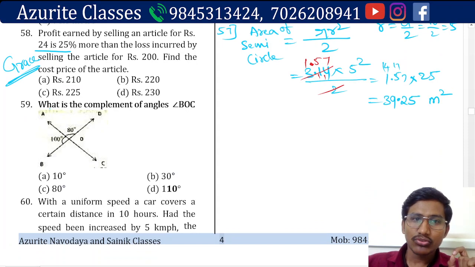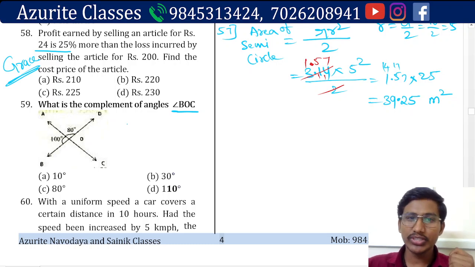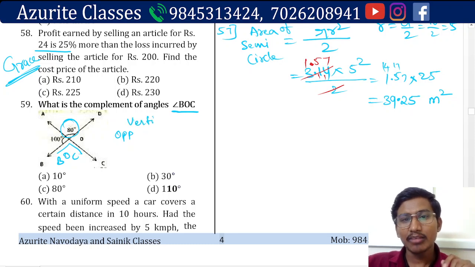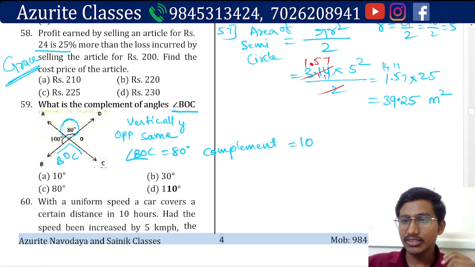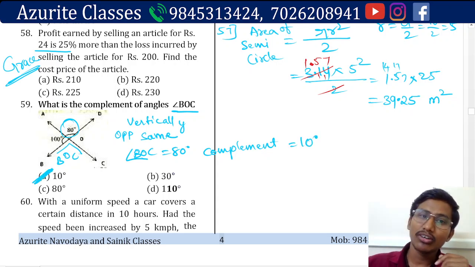Now 59. So what is the complement of angle BOC? Where is angle BOC? If you see B and then O and then C, this is the angle. The opposite of this is 80, so it will be the same. Vertically opposite angles will be the same. So angle BOC will be 80 degree. Complement will be how much? Complement will be 10 degree. Option is option A.